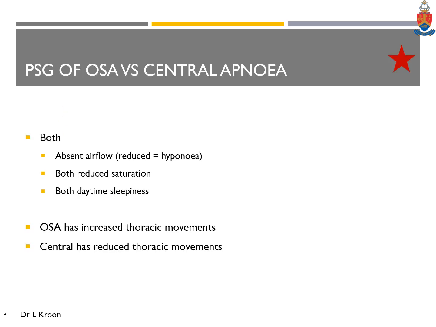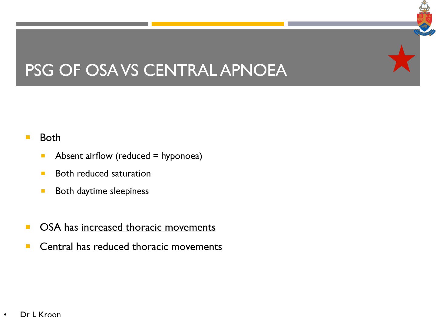So keeping that in mind, we can contrast this with central apnea. With central apnea, there's apnea with no airflow, but there's also reduced or no thoracic movements that occur. So you can go through that diagram again. But with obstructive sleep apnea, you will have absent airflow. And with central apnea, you also have absent airflow.